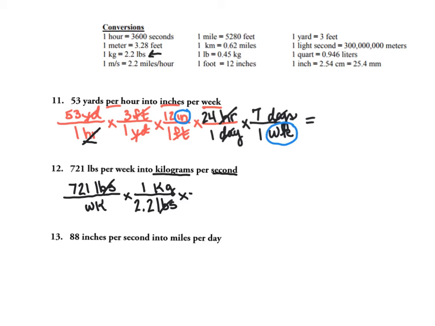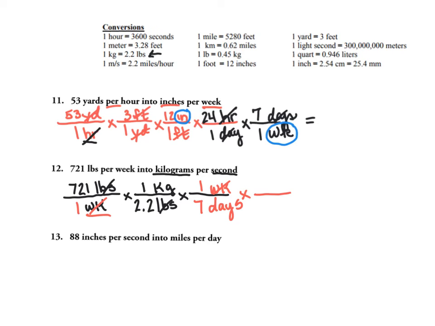So from weeks, I'm going to go to days. So weeks are on the bottom, though I have to pay attention to that. I have 1 week on the bottom, so I'm going to put weeks on the top. And I don't know how many seconds are in a week, so I'm going to go to days. So if I have 1 week, I have 7 days. So my weeks are canceled. That's good, but I'm in days and I need to get to seconds.